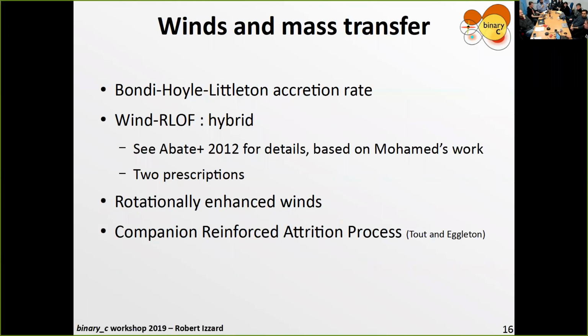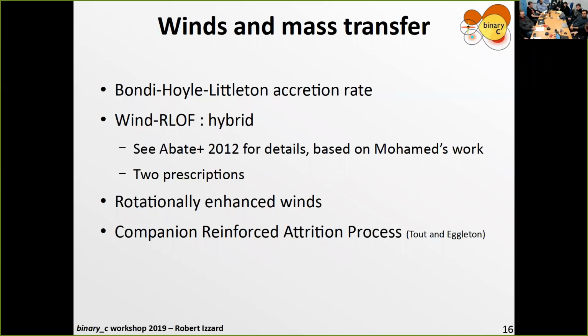In terms of winds and mass transfer from winds, we use the Bondi-Hoyle-Littleton standard accretion rate with a multiplier. Of course, this is only really valid for fast winds. If you want to use low velocity winds, you can also look at the wind Roche-lobe overflow prescription we have in there. There's a series of papers by Carlo Abate on this. I'd suggest you go read those. They're all implemented, and they all use binary seed testers. These are based on Shazri Mohammed's works. There's a couple of prescriptions from him.